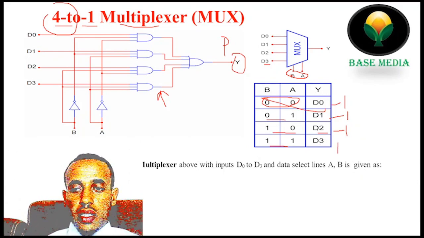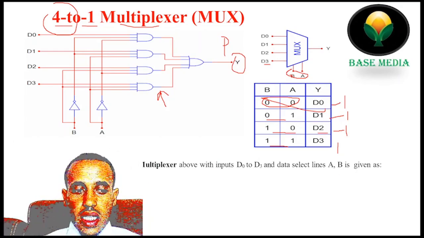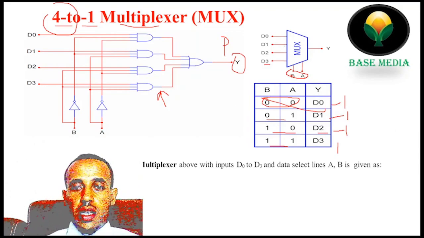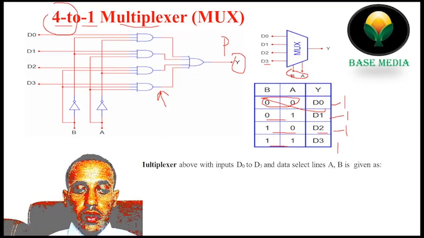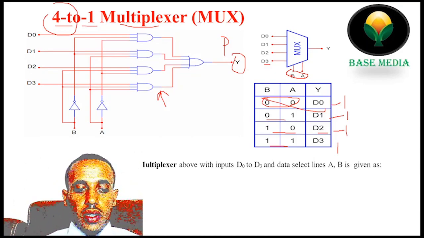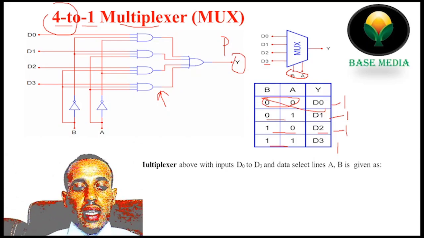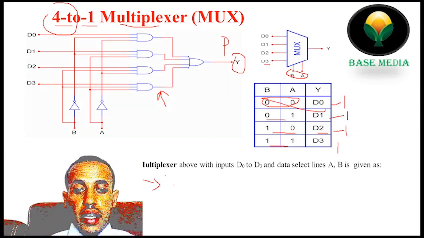So from this we get the Boolean expression. The Y, or the output, must be the ORing of the input signals. So for the first, A complement B complement D0, plus A complement B D1, plus A B complement D2, plus A B D3. So from this Boolean expression, we get the digital logic diagram of the given multiplexer.